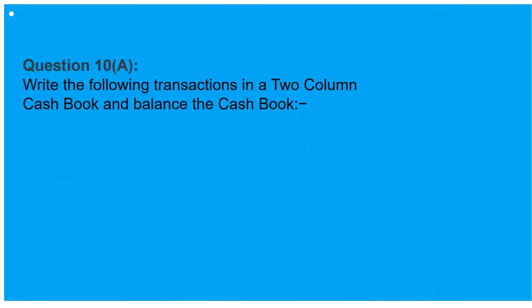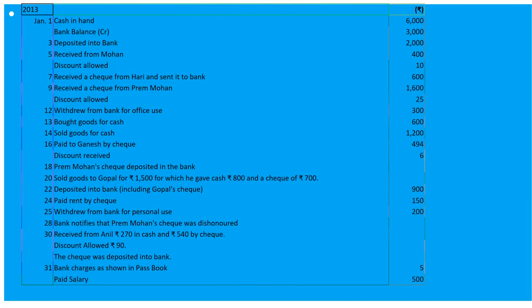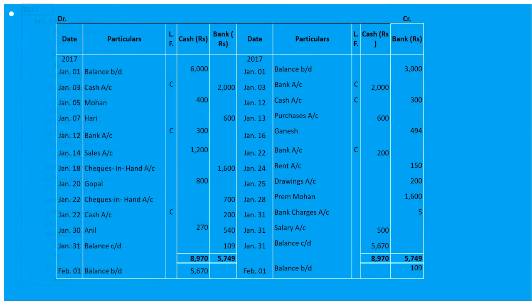Now question number 10: write the following transactions in a 2 column cash book and balance the cash book. Let's read the question first. First of all, it is given that cash in hand, to balance b/d 6,000, and the bank credit balance is given, so by balance b/d 3,000 is there. Next one is deposited into the bank. So it will be a contra entry: to cash account, by bank account 2,000, 2,000.